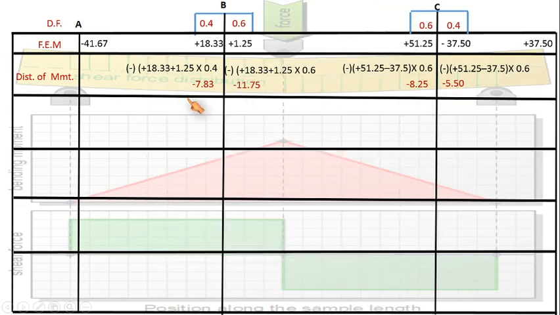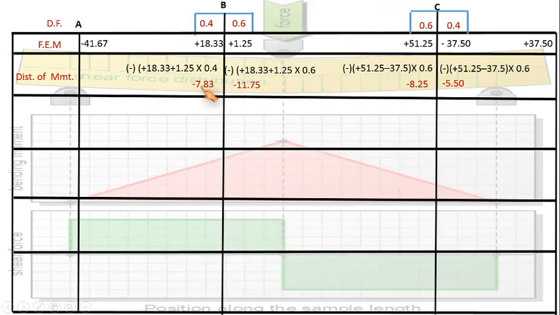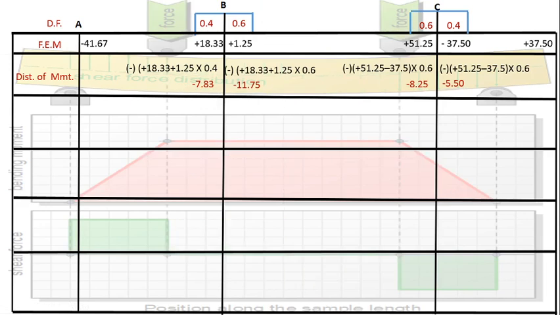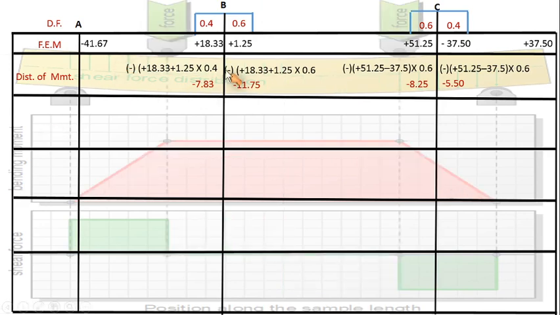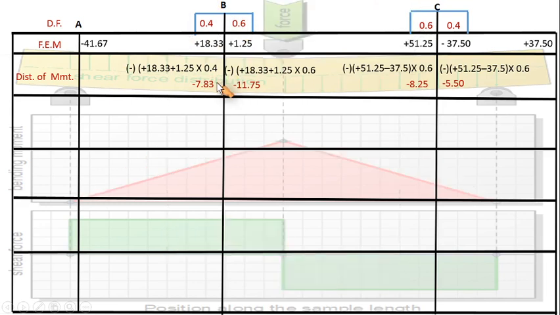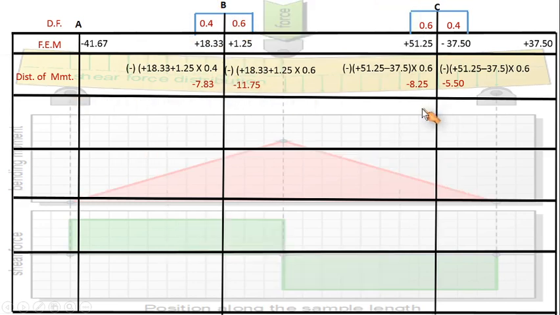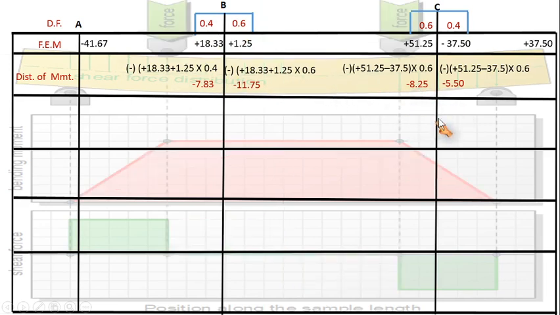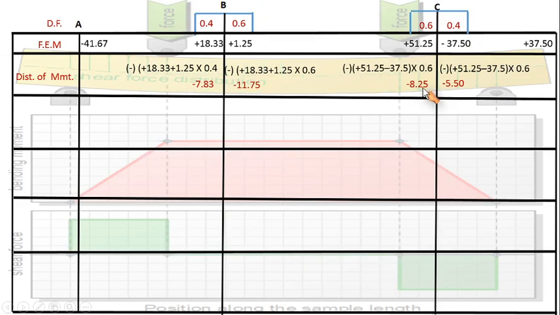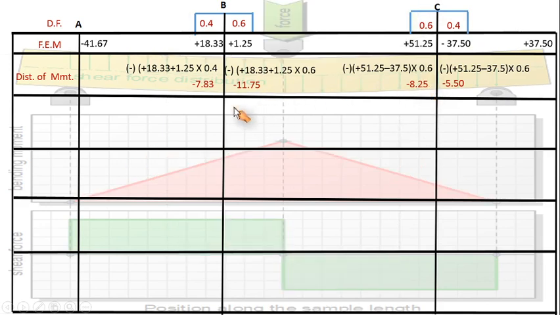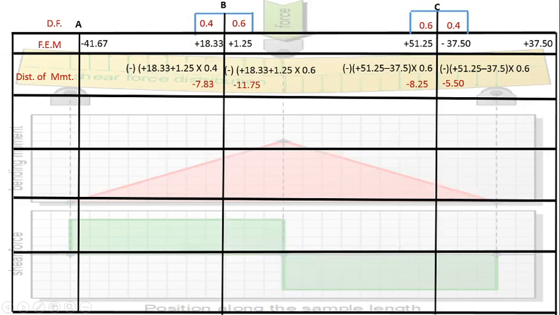Is it okay? So this is how we did the distribution of the moment. Now distribution is never done for a single joint, its effect is also to be transferred on the far end. So about joint B, A is the far end on the left hand, and C is the far end on the right. As far as joint C is concerned, the far end is B on one side, and D on the other. Is it okay?